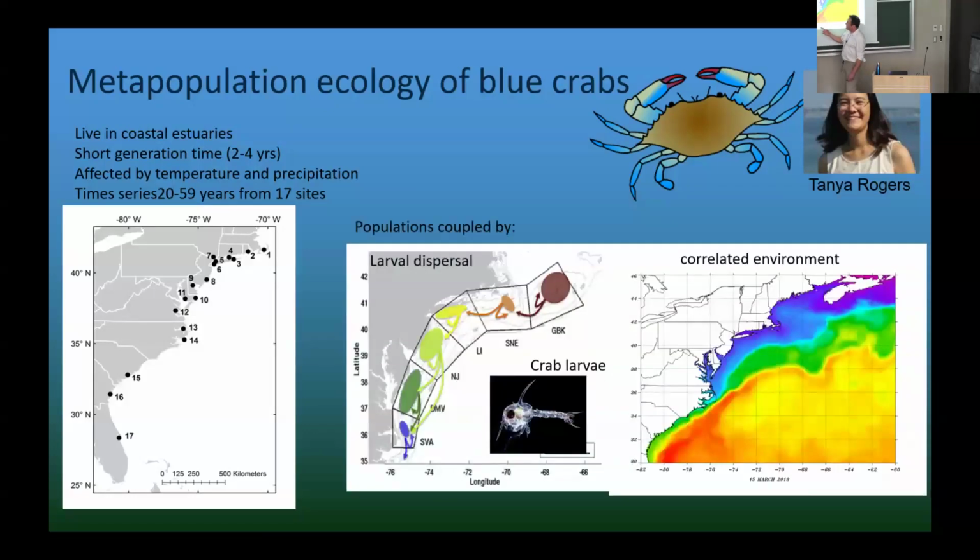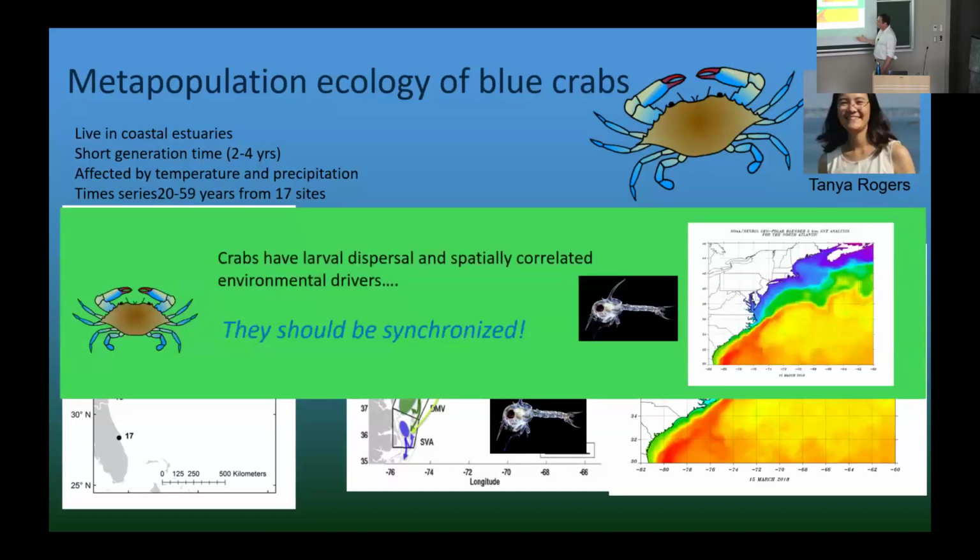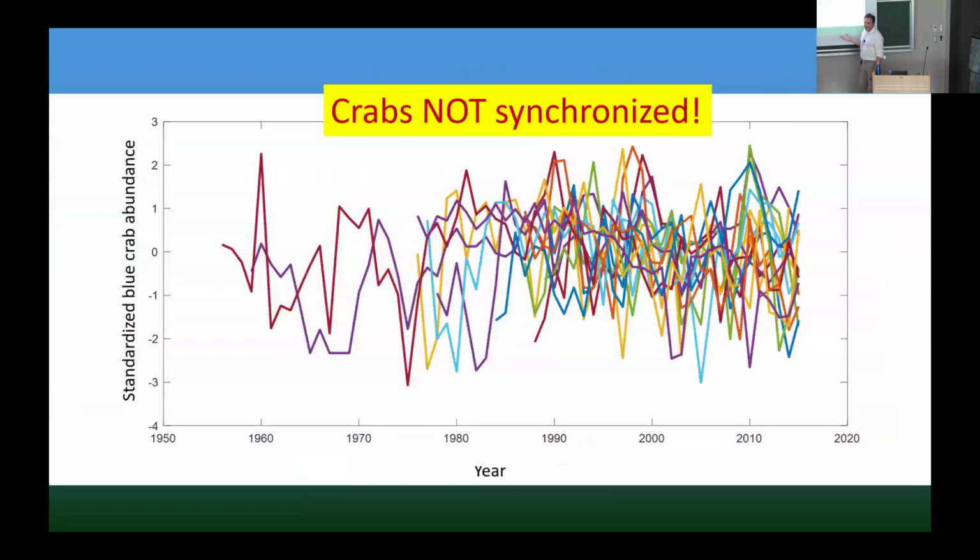One of the things that we know is that their larvae have pelagic dispersal, so that they have these cute little larval stages that get pushed around all over by currents. And we know that the known environmental drivers are actually relatively spatially correlated. So putting those things together, the classical theory says that crabs should be pretty highly synchronized. But when we actually look at the data that Tanya found, they are not synchronized. So at first, what is going on?